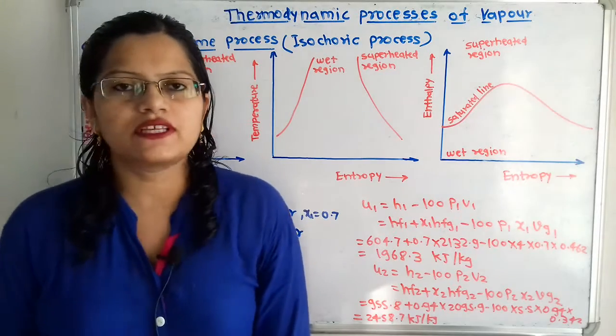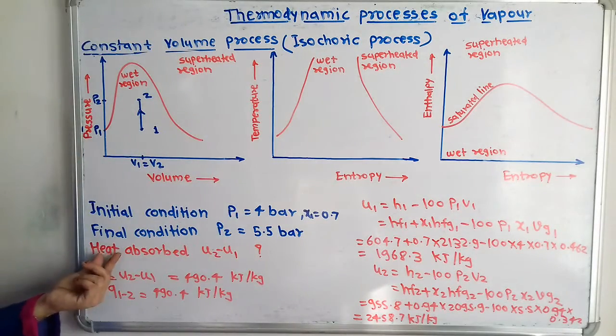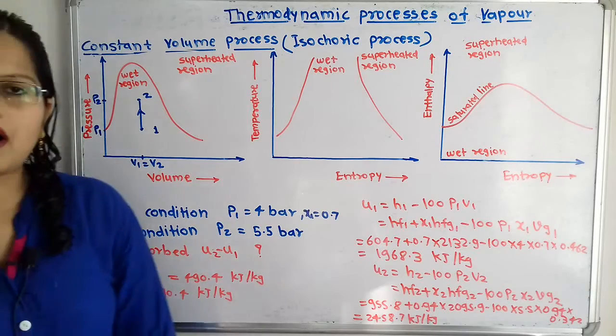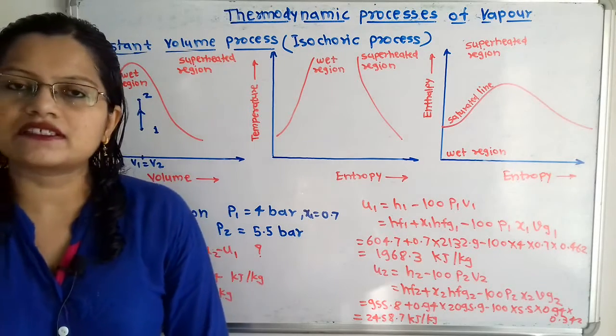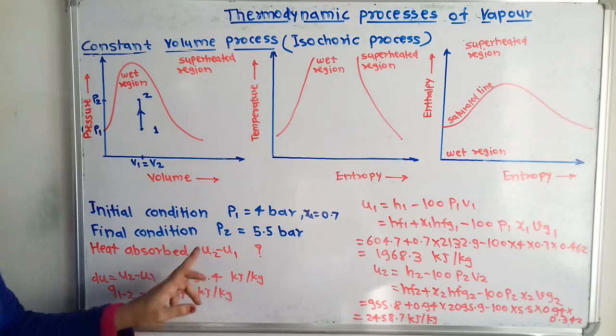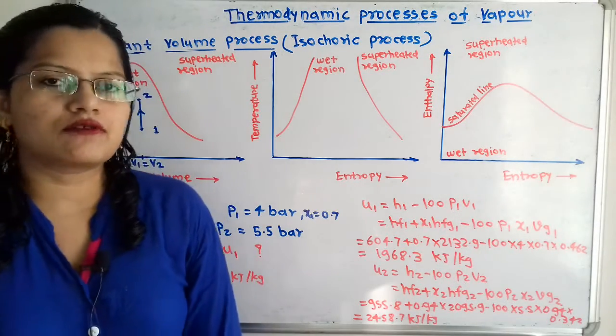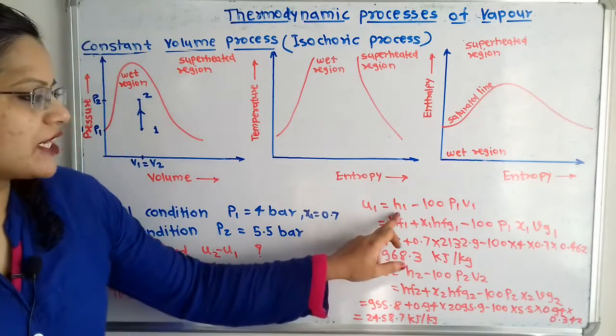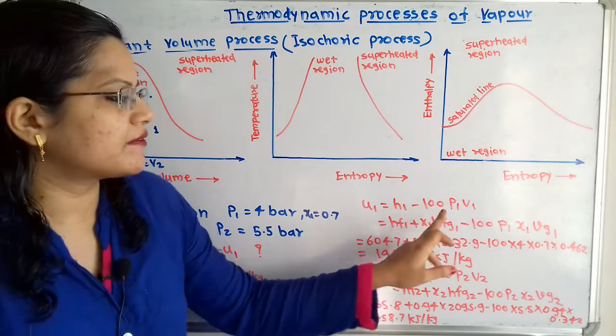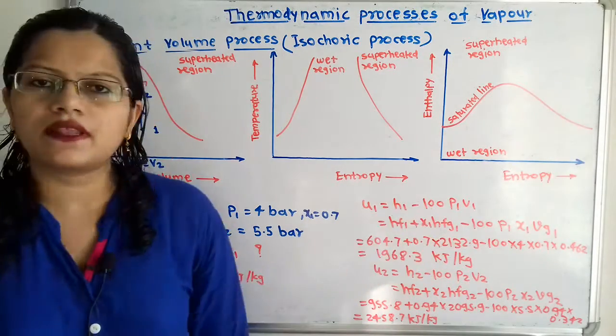Now we will move for the next question, that is heat absorbed. So how to find out the heat absorbed, that is the change in internal energy U2 minus U1. So what is the formula to calculate U1? That is equal to H1 minus 100 P1 V1. Now why is here the number 100?